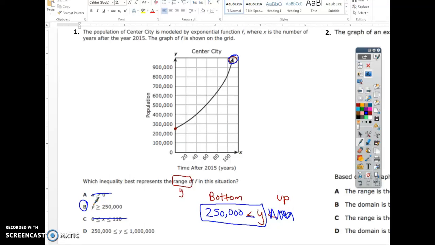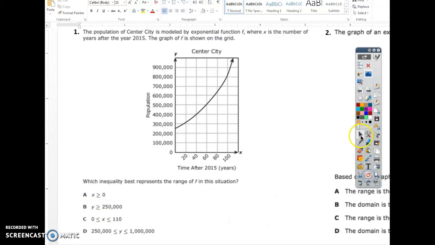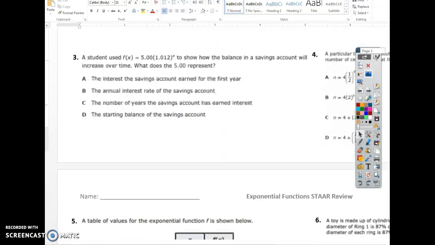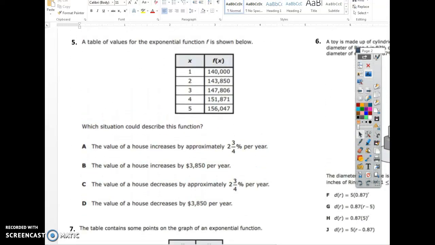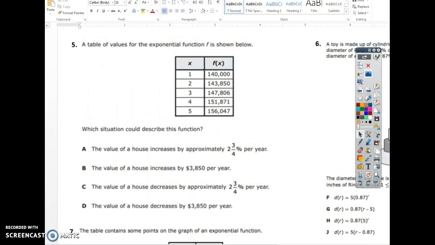Flip the page to problem number 5. Okay, now we're looking at a table, and it says which situation could describe this function. And it says that it's an exponential function. Okay, so I know that it's either increasing or decreasing at a really fast rate.